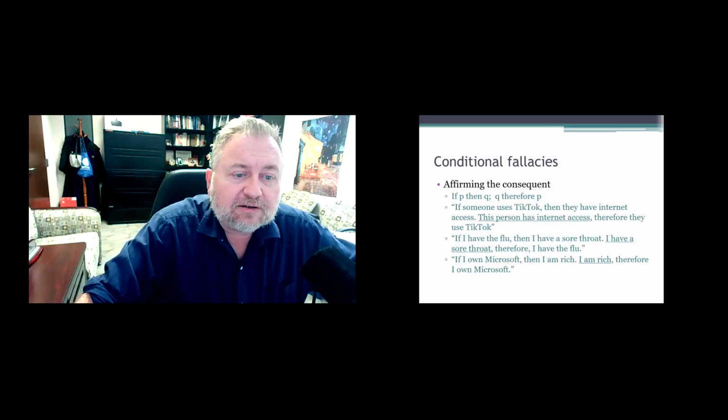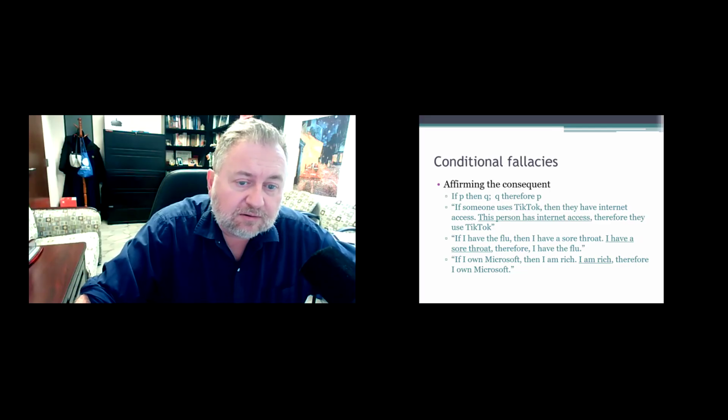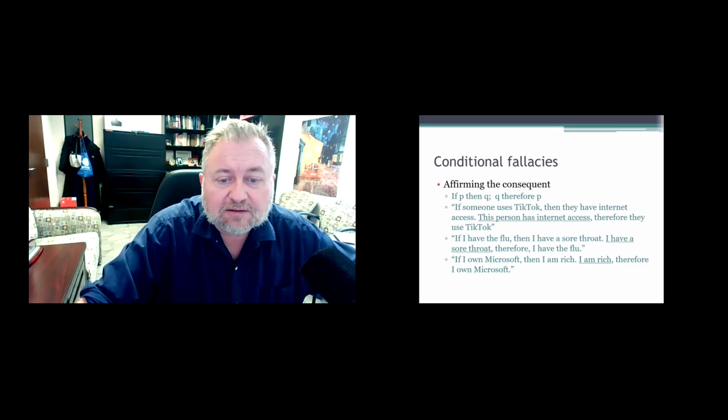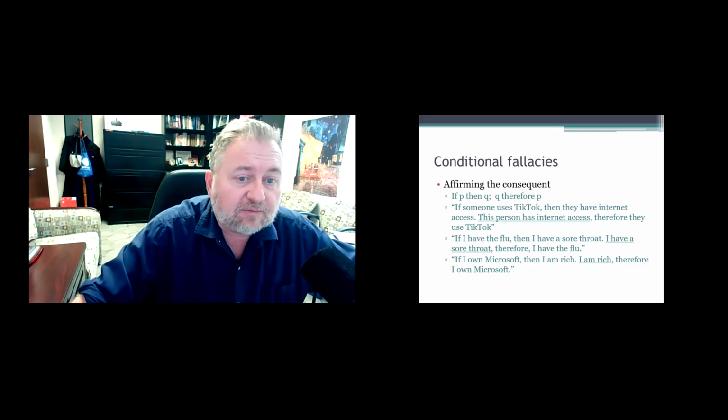Besides denying the antecedent, we can also affirm the consequent as a fallacy as well. So P is the antecedent, Q is the consequent. So again, if I say if P then Q is true, is it also the case that if Q then P, or Q therefore P as I wrote it here? So again, if P then Q is framed as if someone is using TikTok, they have internet access. And so now let's affirm the consequent. Q, this person has internet access. Does that mean therefore they're using TikTok? No, of course not, right? So affirming the consequent Q does not necessarily mean that P is also present, right? Even though P affirms Q, Q does not affirm P, right?